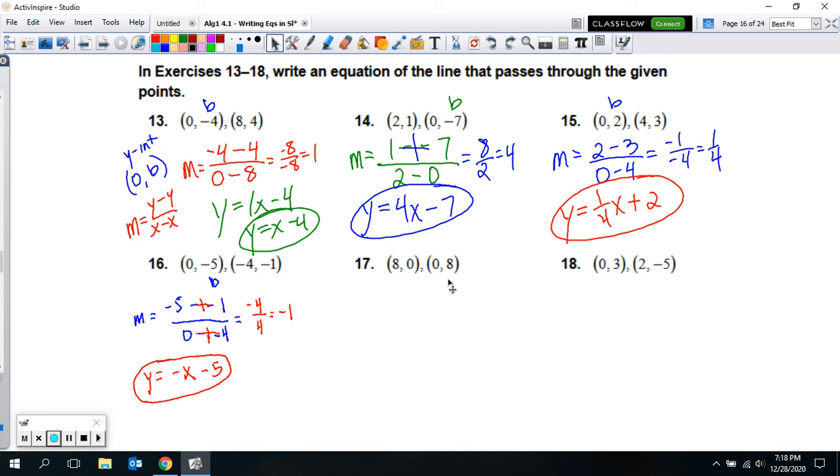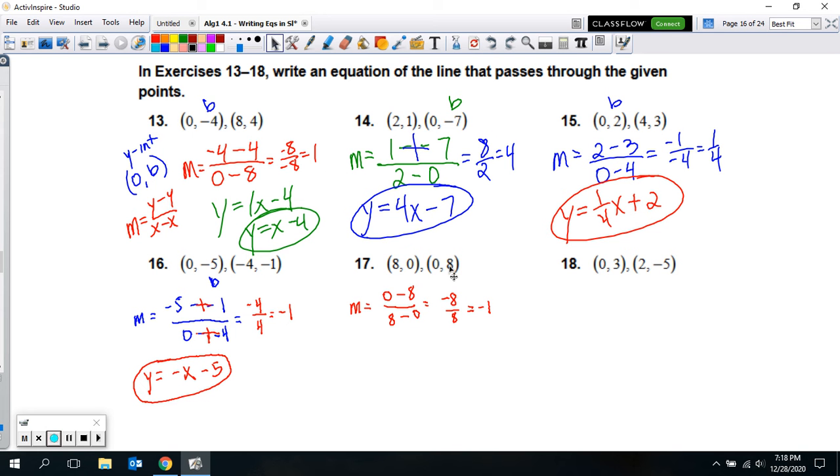Go ahead and try number 17, and then play it and see if you can get this one correct. Alright, so for number 17, let's go ahead and check your slope here. We're going to start off with 0 minus 8, and then it's going to be 8 minus 0 for x's. It's very important you get those in the right spots. If you're starting with this first point on the y, you got to start with this first point on the x as well. So you have -8 over positive 8, which is another -1 slope, just like our last one.